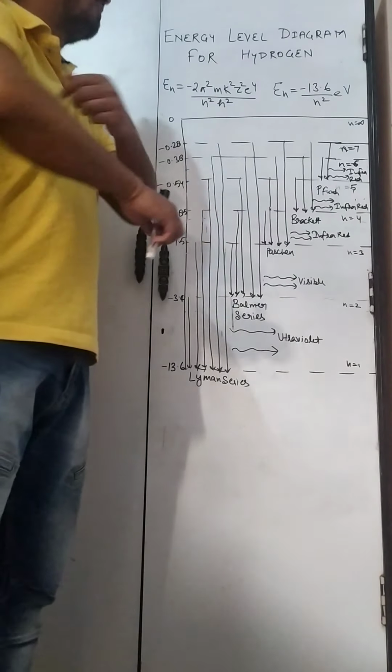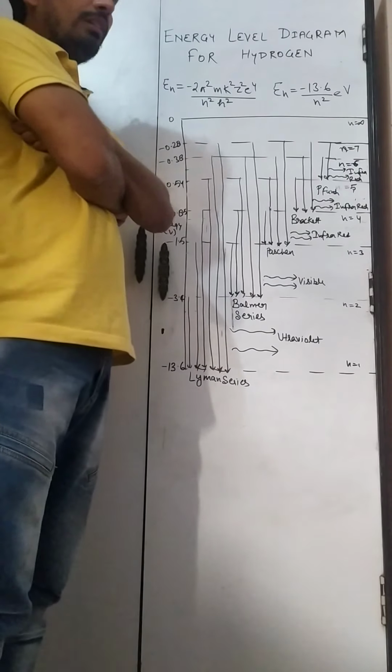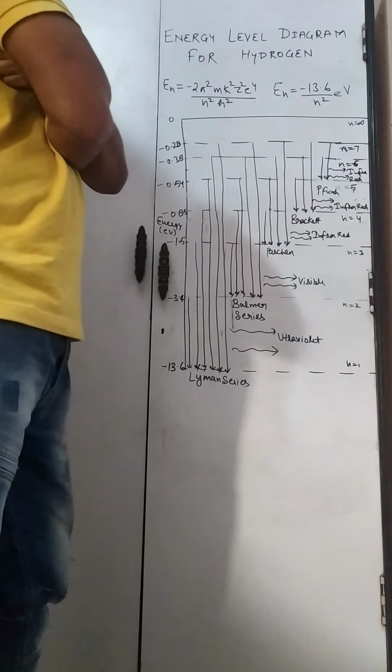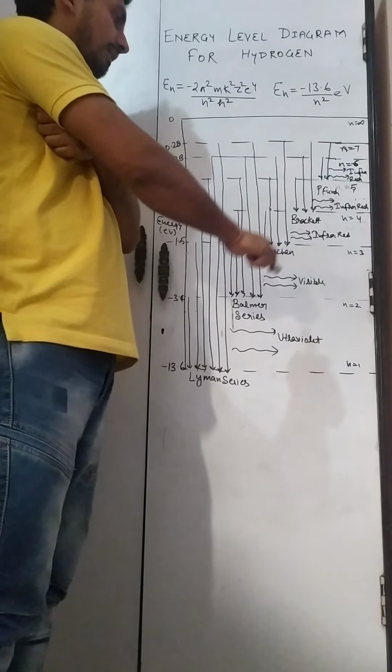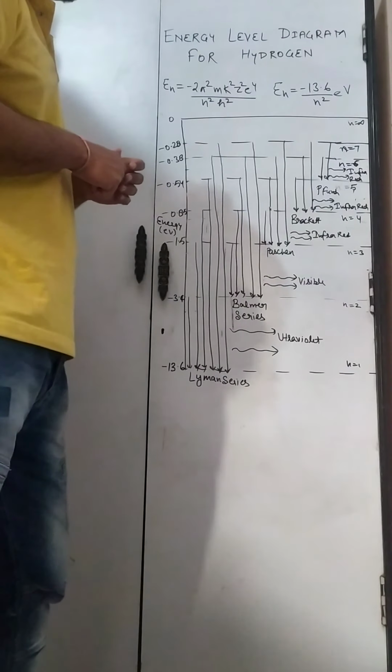Welcome everyone. Our today's topic is the energy level diagram for hydrogen. In this topic we will discuss two things: first, the diagram, and second, the various spectral series.